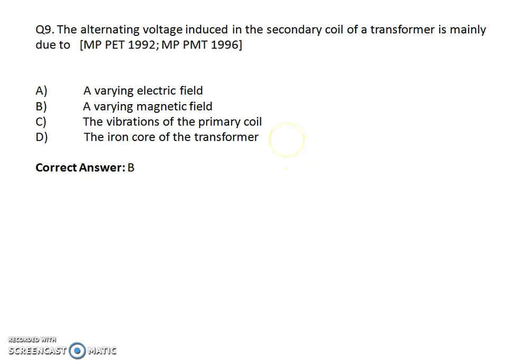The next question: the alternating voltage induced in the secondary coil of a transformer is mainly due to. Options are A, a varying electric field, a varying magnetic field, the vibrations in the primary coil, and the iron core of the transformer. Now all of them are components of the transformer's working principle, but the correct option is B, that is a varying magnetic field. If a varying magnetic field is changed inside the coil 2, that is the secondary coil, then it produces the induced EMF. So that is an important principle. Here a varying magnetic field is the principle.